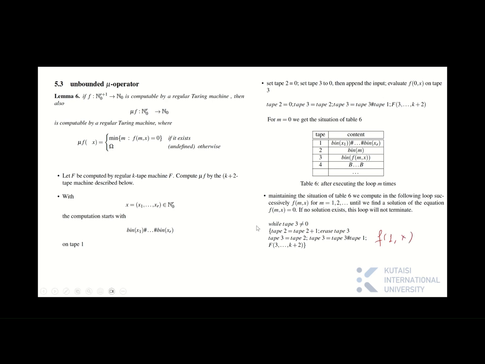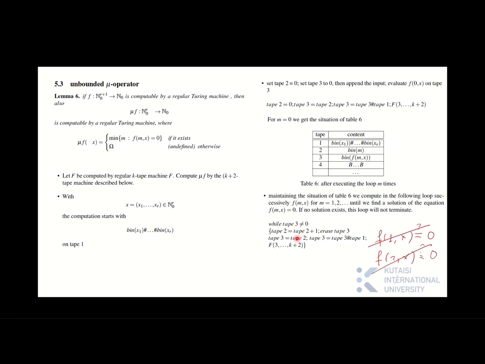Then again, it will check, is this 0 now? So it will check is this thing 0. If not, again, it will erase this and compute f2(x). Check it's 0, erase this, and so on. And this while loop will only terminate once it finds that tape 3 is 0.